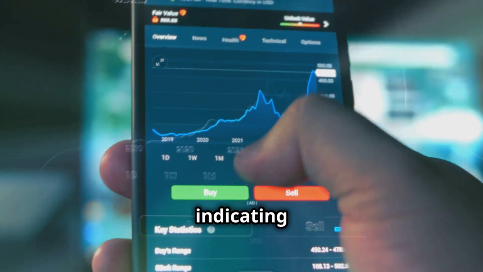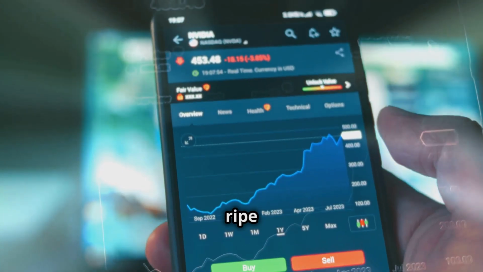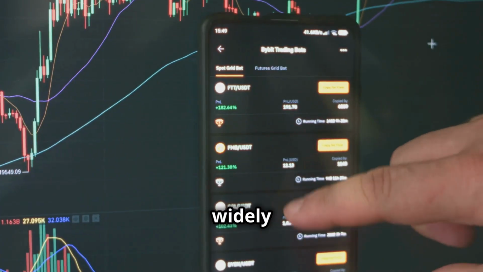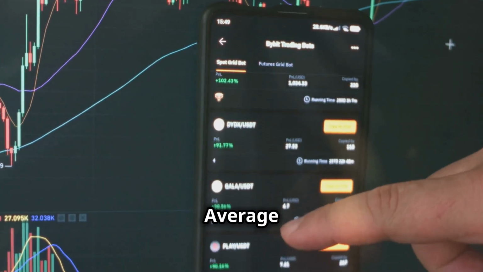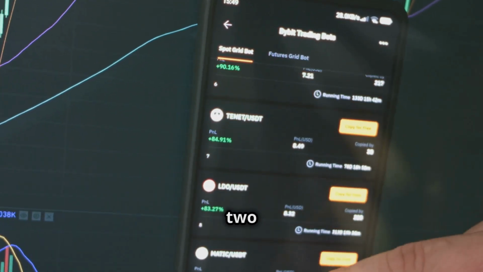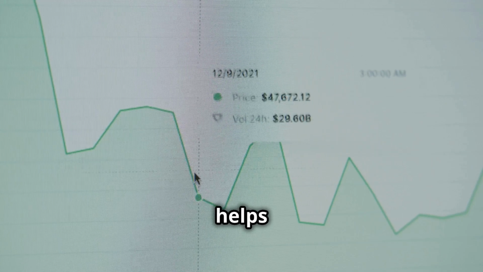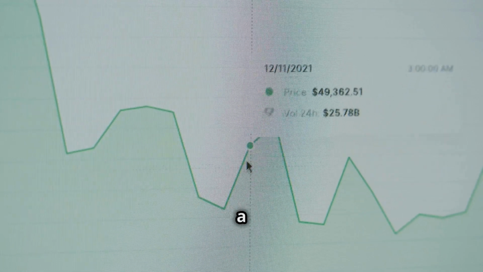Imagine it as a gauge indicating whether the market is overheated or overbought or oversold, ripe for a bounce. Another widely used indicator is the Moving Average Convergence Divergence, or MACD, which shows the relationship between two moving averages of prices. Think of it as a trend-following tool that helps identify changes in the direction of a trend.